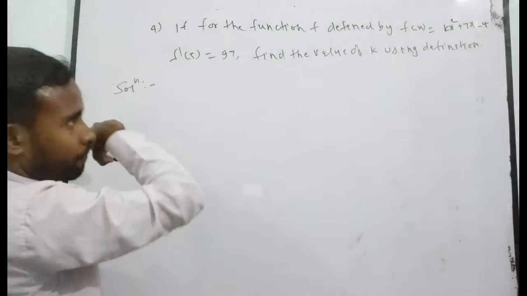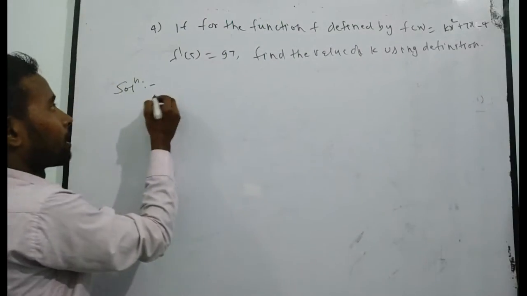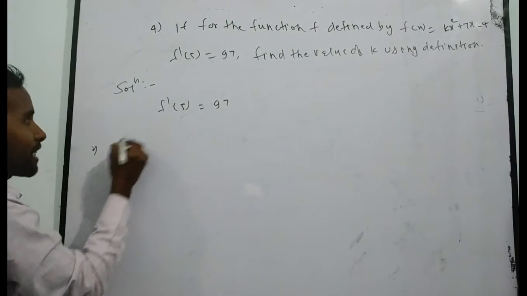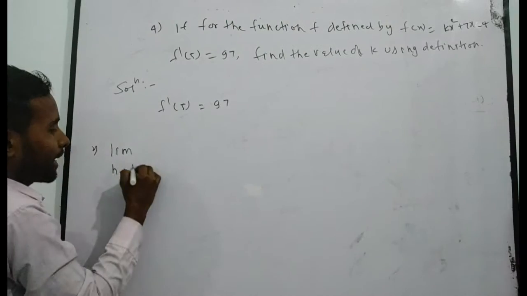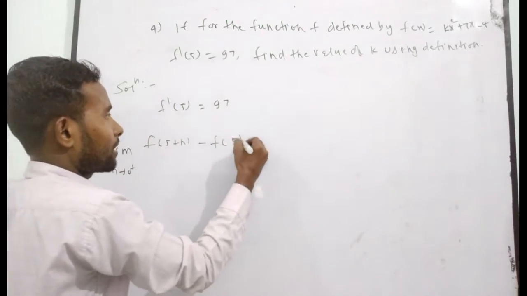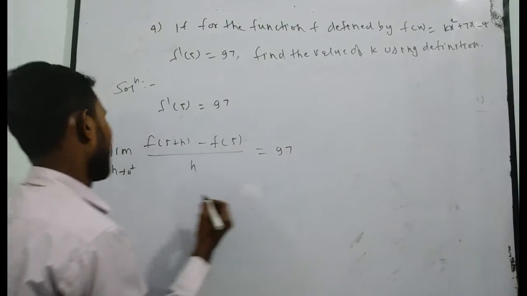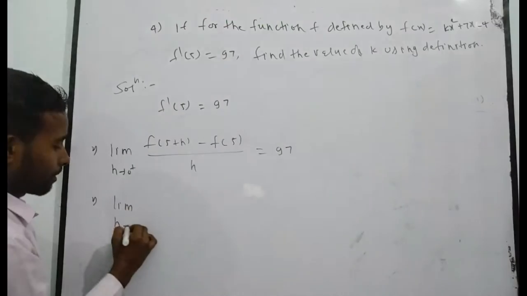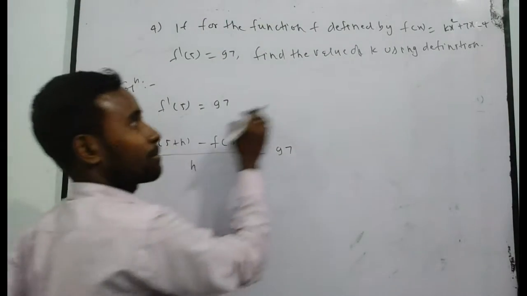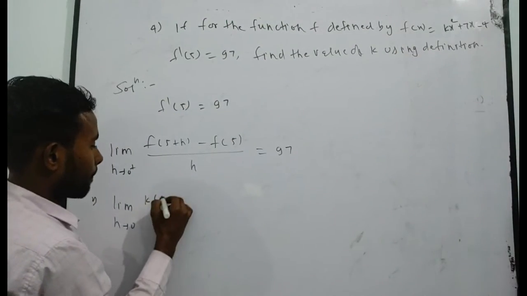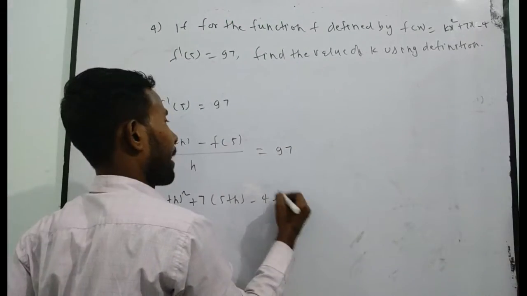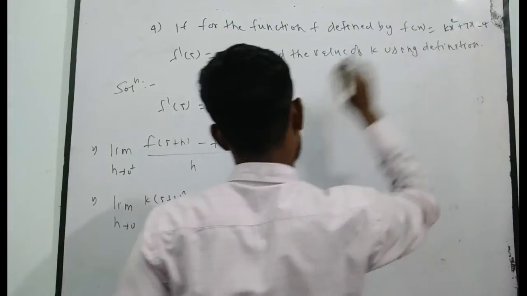It is also very simple. Using definition. As you know, f dash 5 is equal to 97 is given. But f dash 5 is equal to what? Limit h tends to 0 from the right-hand side, f(5 plus h) minus f(5) divided by h, which will be 97. That implies the limit. Learn the steps, be careful on steps. How do we solve this problem? f(5 plus h) means k times (5 plus h) whole square, plus 7 times (5 plus h) minus 4, minus f(5). You have to put x is equal to 5 in the given function.